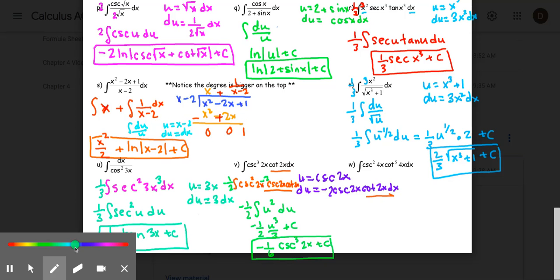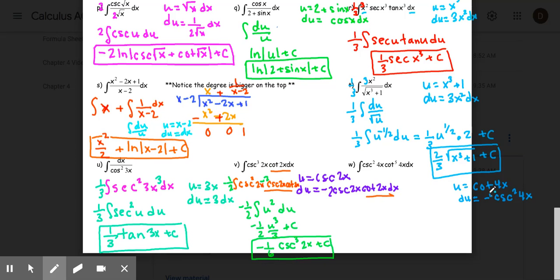Now, for W, our very last one. This looks similar to the last one because it involves cosecant and cotangent. It's not one of the formulas up above because these are raised to a power. So now you've got to think, is my u going to be cotangent or is my u going to be cosecant? Now, if you know your derivatives, which I will give you these formulas, you know that the derivative of cotangent is negative cosecant squared. So you should be picking u as cotangent because the derivative of cotangent is negative cosecant squared 4x times 4, because you're doing a little chain rule there.